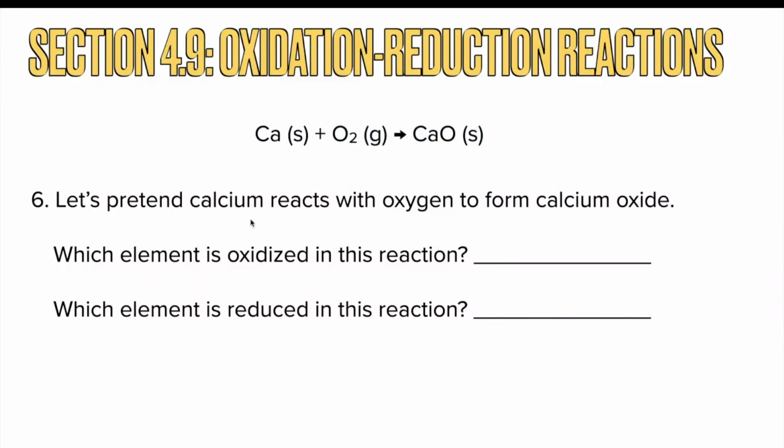So let's pretend we have calcium reacting with oxygen to form calcium oxide. So I have Ca plus O2 gives me CaO. Which element is being oxidized in this reaction, which is being reduced? Okay, so remember our oxidation number rules. Calcium, pure element, 0. Oxygen, pure element, 0. What is calcium's charge? +2. What is oxygen's? -2. And I guess I should have done the oxygen one first, because remember our rule says oxygen's a -2 unless it's in a peroxide.